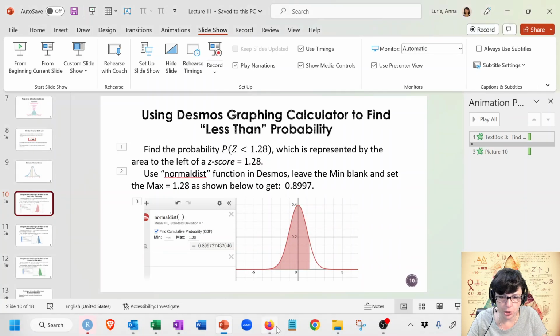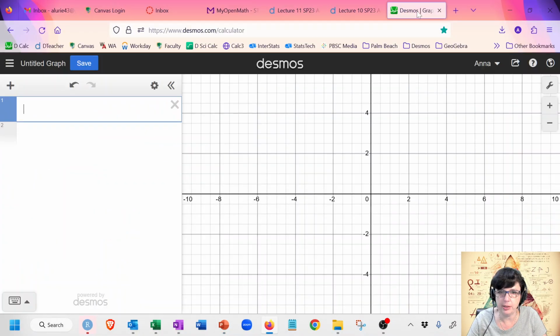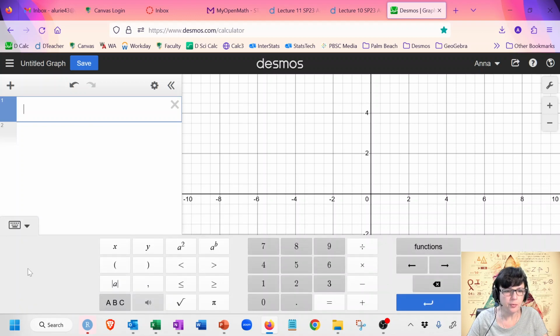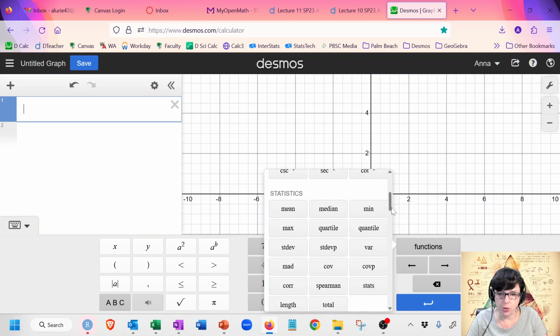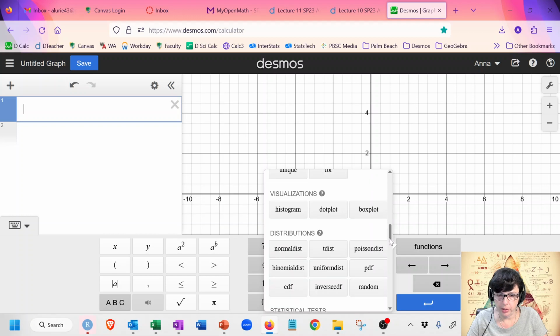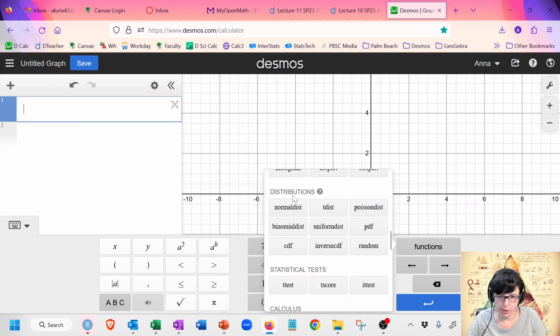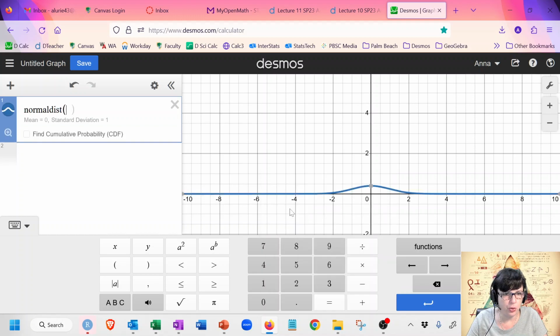Okay, so let me show you how you would find this in Desmos. I have a Desmos calculator here. So this is the normal distribution, right? What we're going to do is go to keypad. On the bottom of the keypad, we will see functions. Click on functions. Then we're going to scroll down to where it says distributions. We'll choose that, and you can see that there is normal distribution there. So I'll click on normal distribution.